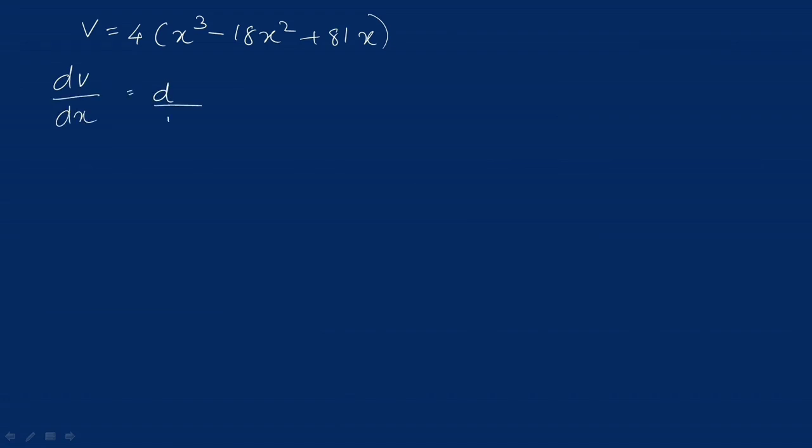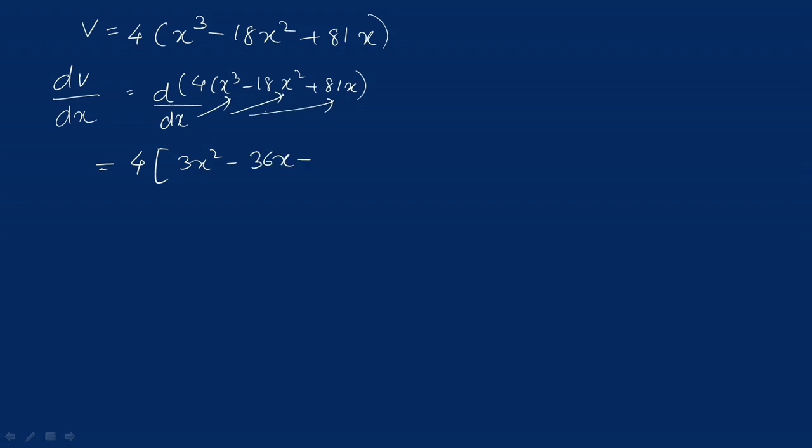Now what is dV by dx? That is d by dx of 4 into (x cube minus 18x square plus 81x). 4 is taken outside. d by dx of x cube is 3x square. d by dx of minus 18x square is minus 18 into 2x, that is minus 36x. d by dx of 81x is 81 itself.